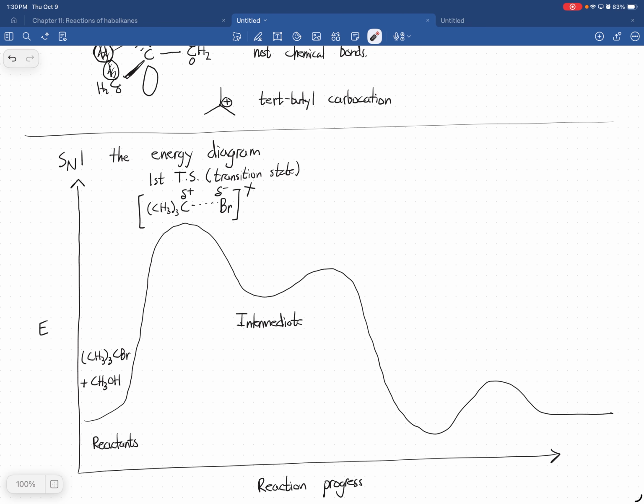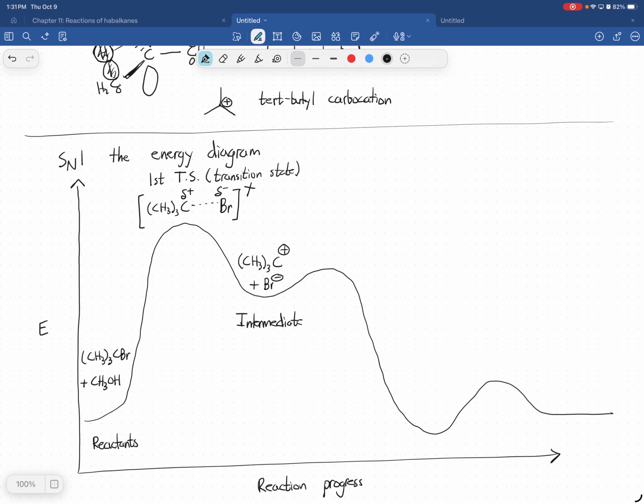So let's go back. Our intermediate is (CH3)3C+, and we also have Br-. That's our intermediate on our energy scale. Notice the carbocation is not as high in energy as the transition state, but still high as an intermediate because it's charged, and it doesn't have an octet.